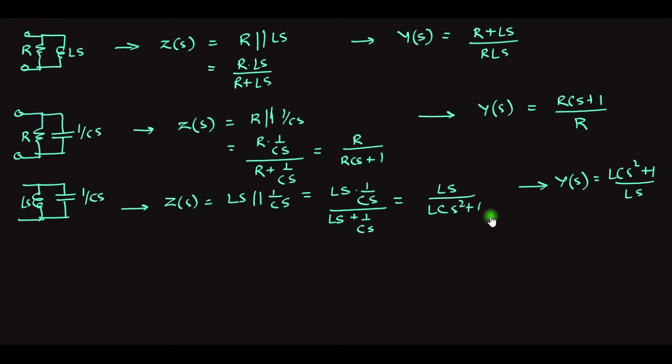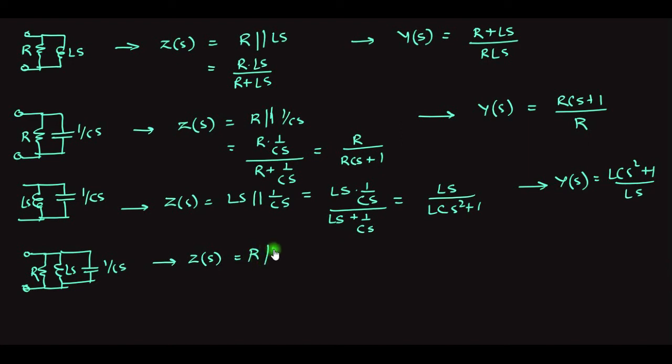Analyzing this, we again can conclude that as its highest degree is 2, it will be a network function of two separate energy storing elements, that is L and C. Let us see the parallel combination of R, L and C, where this L is Ls, C is 1 by Cs and R is R here. Let us find out its driving point impedance Z(s).